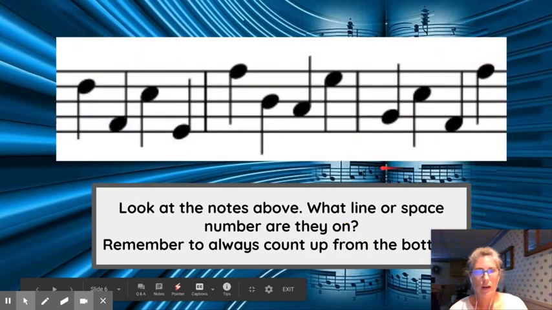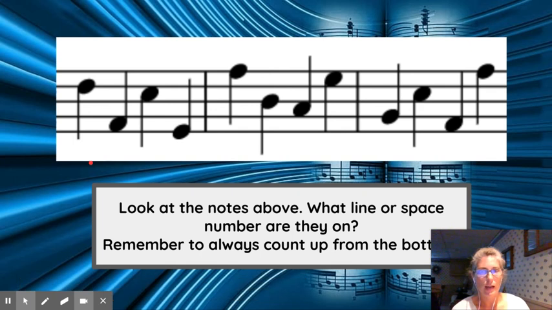So let's look at these notes here. Let's try to identify if they're a line note or a space note. This one here has a line going through the middle of it, so it is a line note. Now let's count up from the bottom. 1, 2, 3, 4. So this is the fourth line.